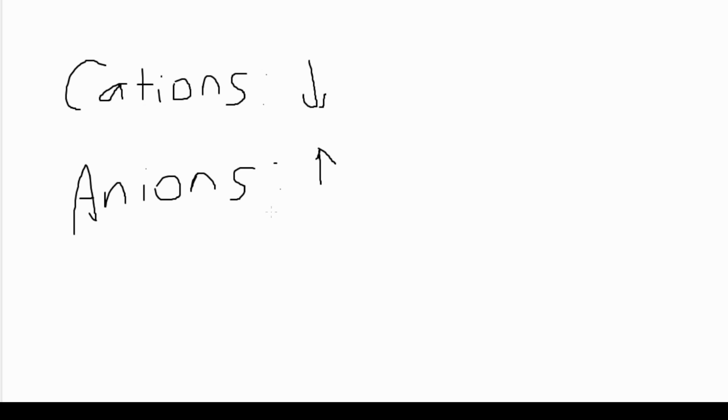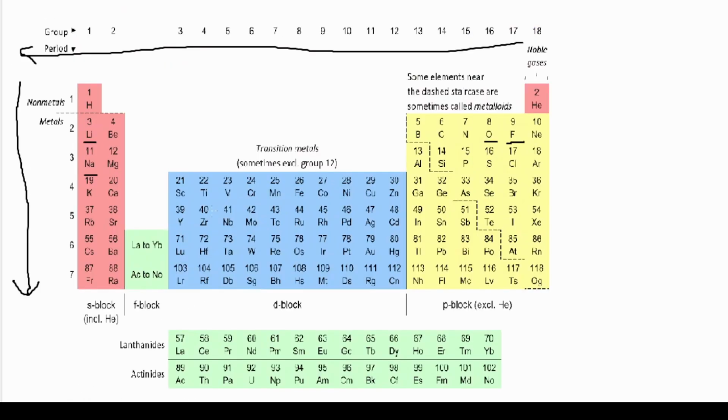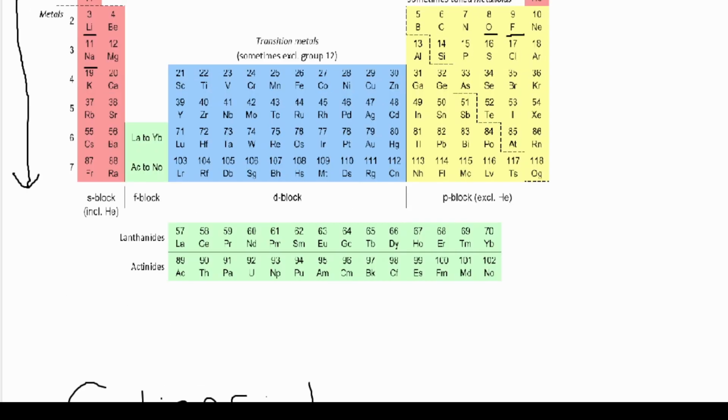Now, you also need to be able to compare isoelectronic species. And isoelectronic species are when you have 2 atoms with the same amount of electrons. So for example, let's take O2- and F-. So you'll notice that oxygen would usually have 8 electrons, but 2- means it gets 2 electrons. So that would put it at 10 electrons.